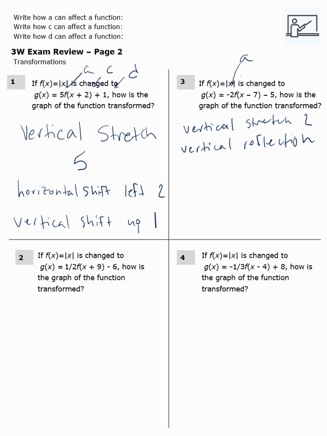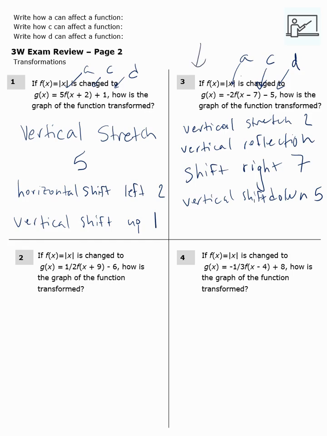Okay, then we're going to look at this term right here, and you can see it is a -7, and so that tells you that it's going to shift to the right 7. Last but not least, our last number out here is our D term, and that tells you it's going to be a vertical shift down 5. Vertical shift down 5. So this actually did 4 transformations on number 3.